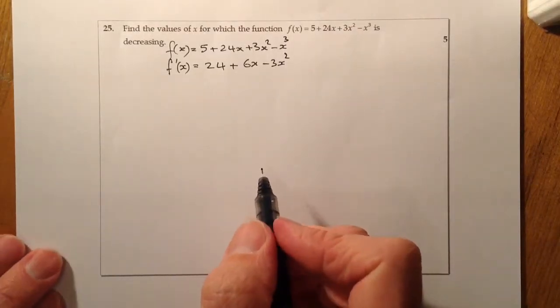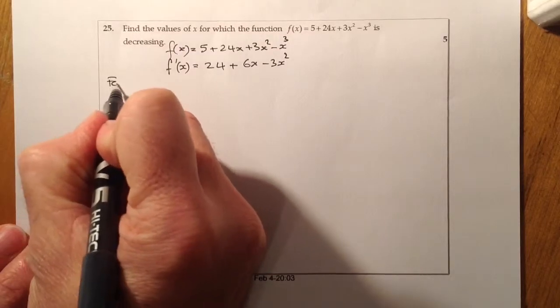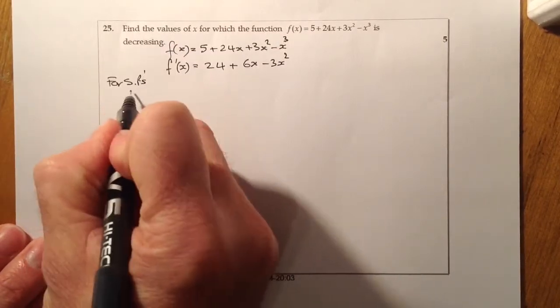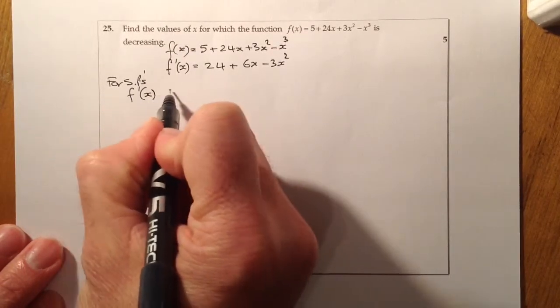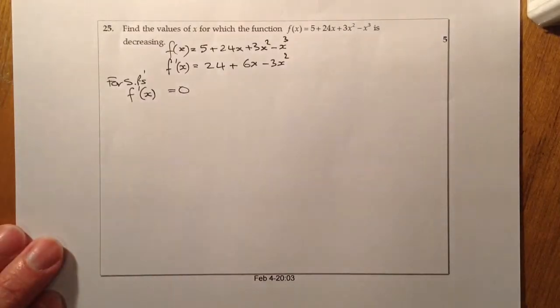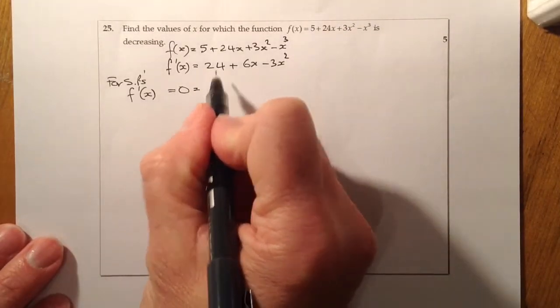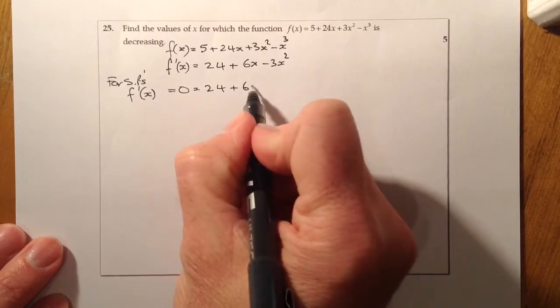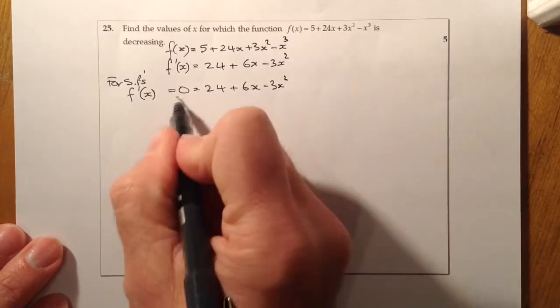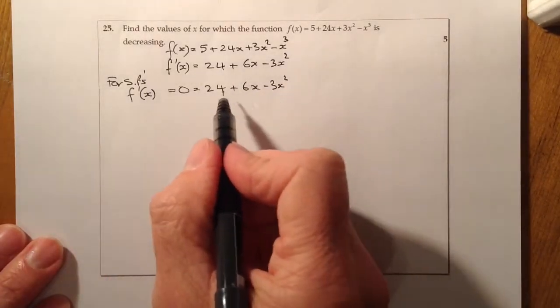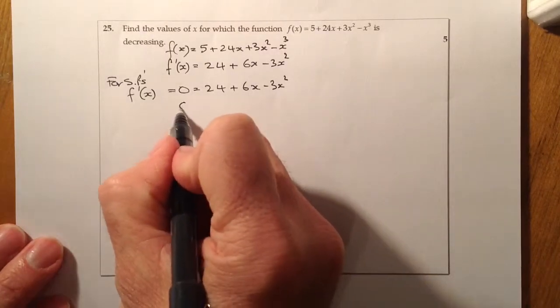So I'm wanting to know where the stationary points are. So for stationary points, I know that f dash x is going to be equal to 0, okay? So then what I'll do is I'll just set this part here equal to 0. Okay, there's my 0 there. I can see I can take a common factor out of this, so let's go ahead and do that.